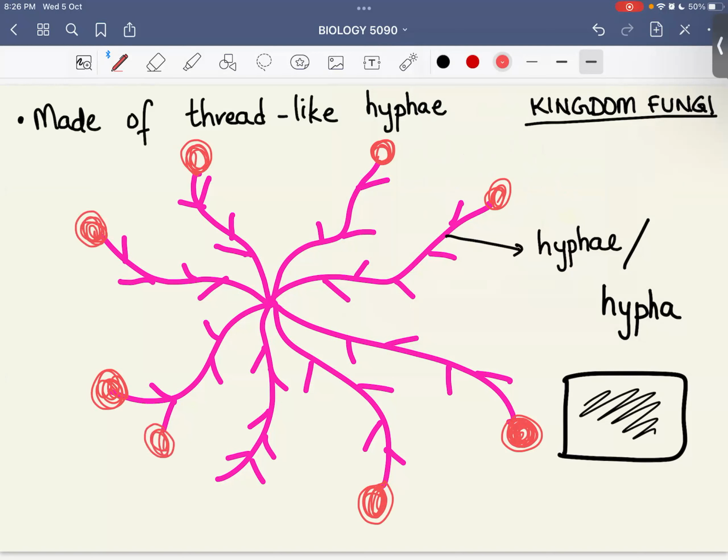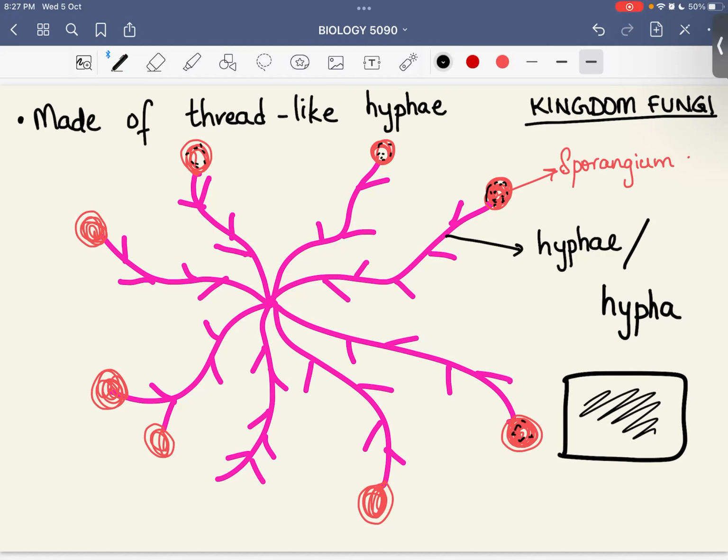For marks we have to remember that this thread-like structure is known as the hyphae. One single is known as a hypha, and every hypha has these structures which are known as sporangium. Remember, the leaf and ferns also had sporangium. Here also we have sporangium, and each sporangium is full of spores.